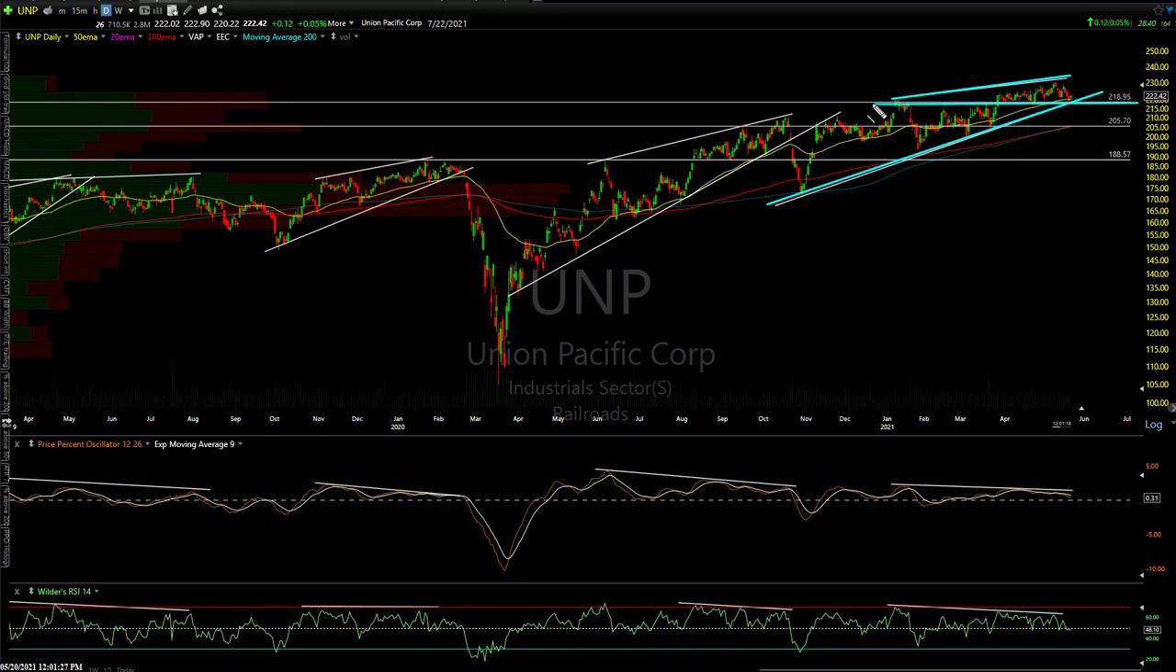Very nice support right there. That was a major reaction high. Once we broke above it, we've been back testing it for months now, and it's about 219, and it comes in right with the trend line.